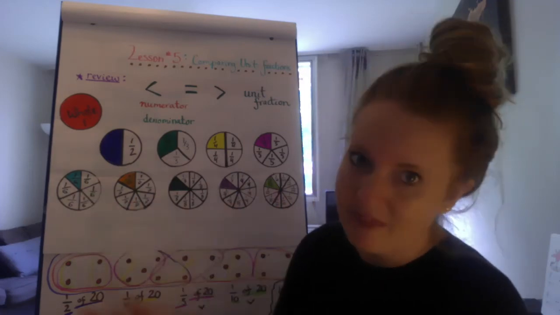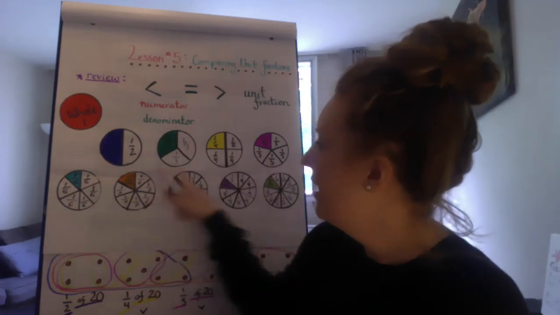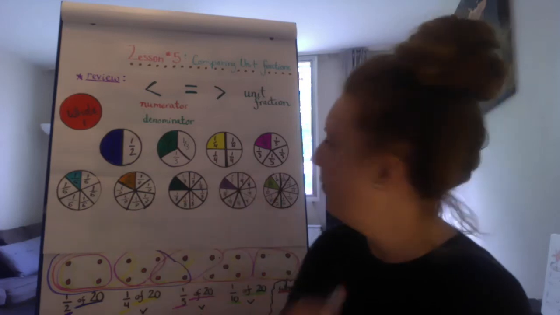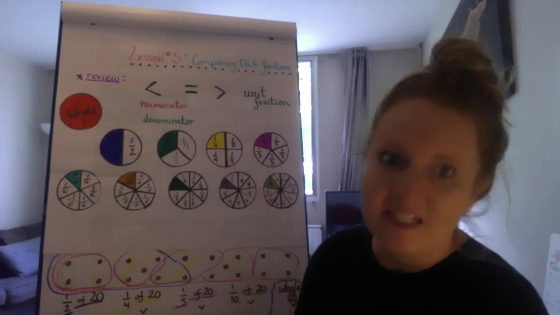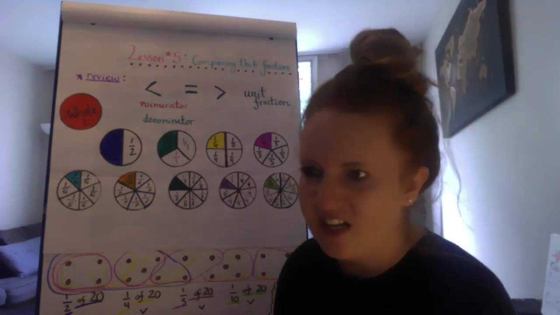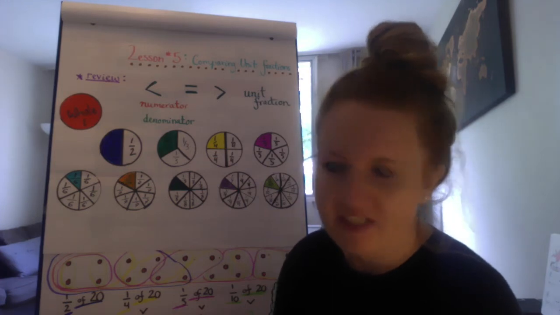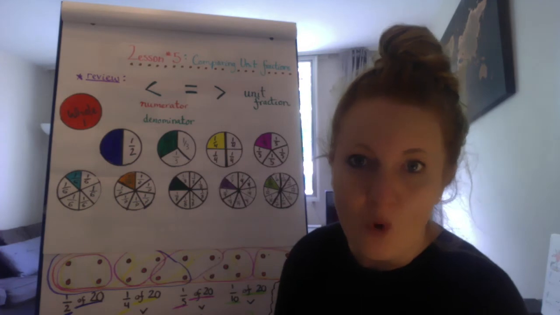7, same thing. My whole has been divided into 7 equal parts. 8, 8 equal parts. 9th, 9 equal parts. And 10, 10 equal parts. We could do the same thing if I had my whole and I divide it into 25 different parts. It would be 1 over 25. 1 part has been selected.